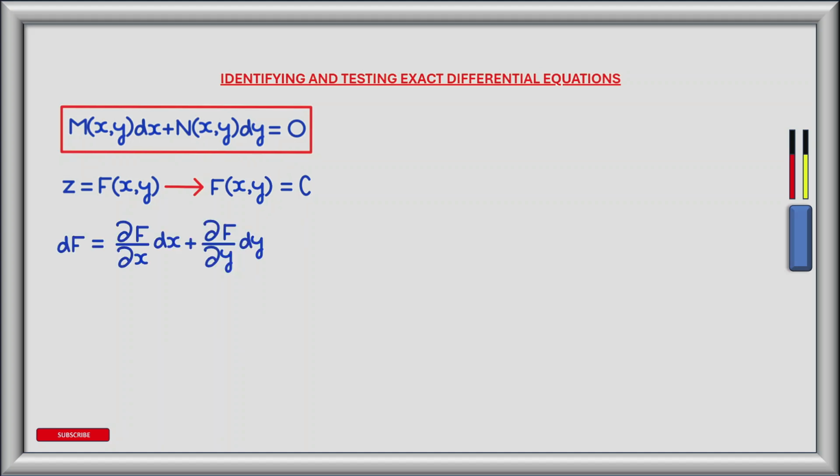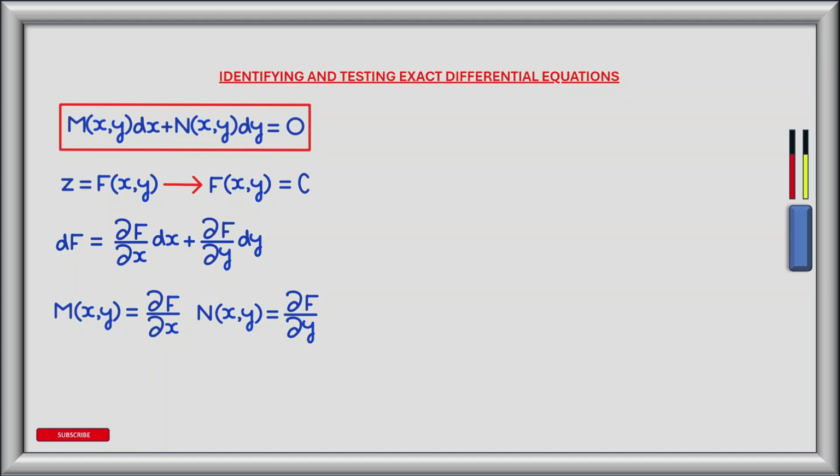We know that the total derivative of f is given by the formula df equals the partial derivative of f with respect to x multiplied by dx plus the partial derivative of f with respect to y multiplied by dy. And if the function f is equal to a constant, then its total differential equals 0, as the derivative of a constant is always 0.